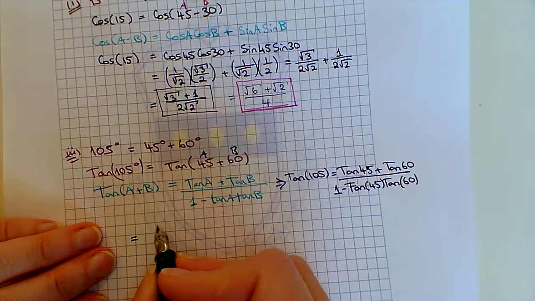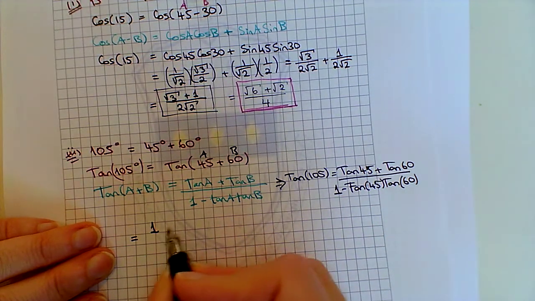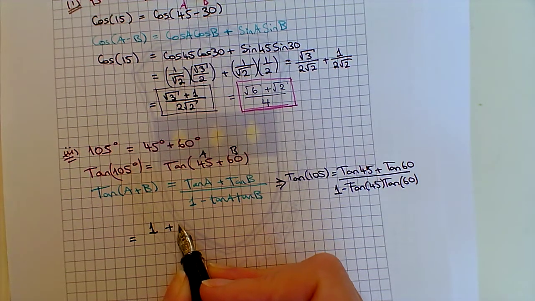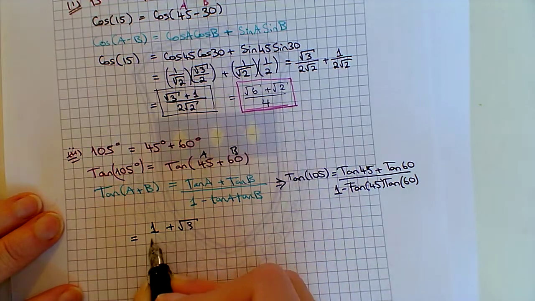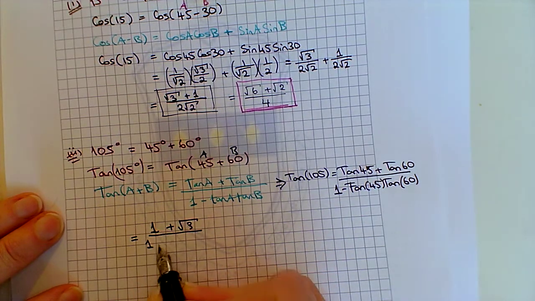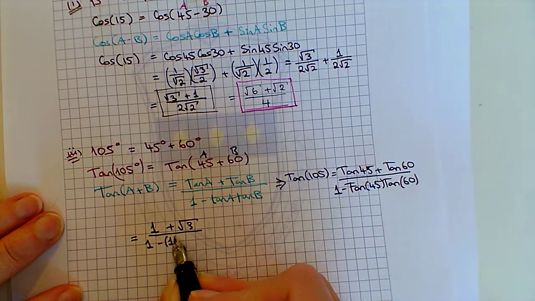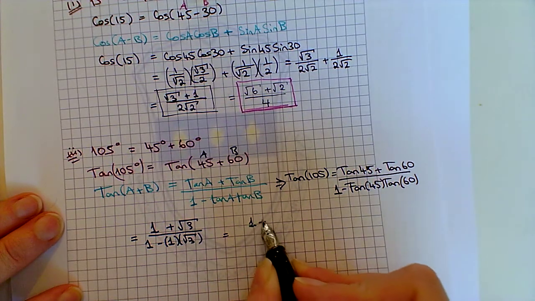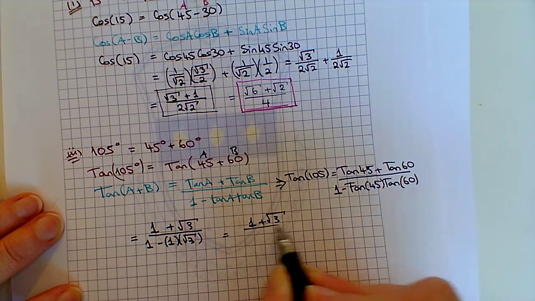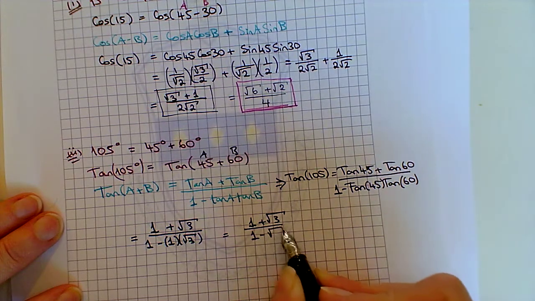They are special angles. We should know them. You can look them up in the calculator. Tan of 45 is 1. Tan of 60, again, if you're not sure, you can type it into the calculator. It's the square root of 3. And 1 minus 1 times the square root of 3. So that gives me 1 plus root 3 over 1 minus root 3.